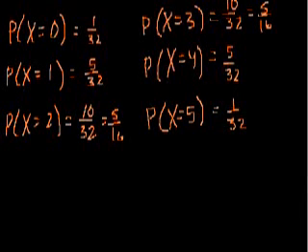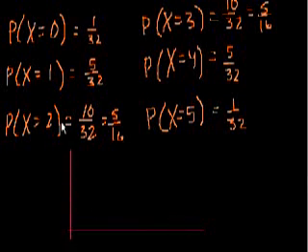Okay, let me draw the x-axis. That's not thick enough. Let me draw it in a different color. Alright, and now let me draw the y-axis. Almost there. Alright, so what are the different values that we care about for our random variable?